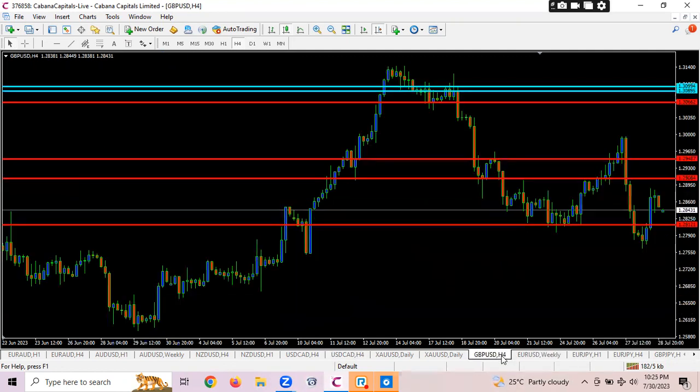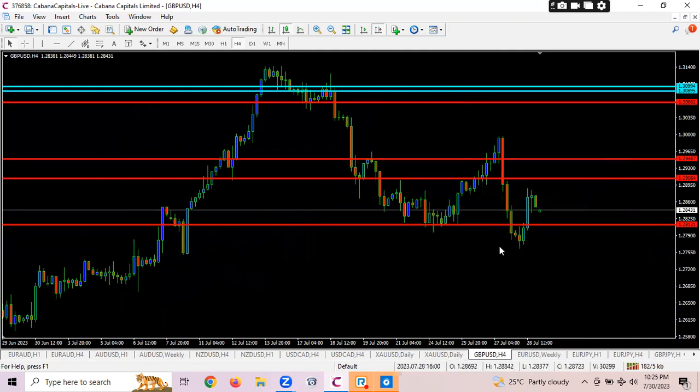Next pair, GBP USD. GBP USD also is bullish. Let's start with the weekly.